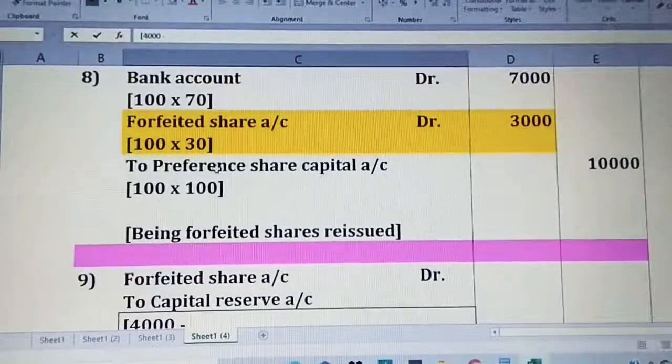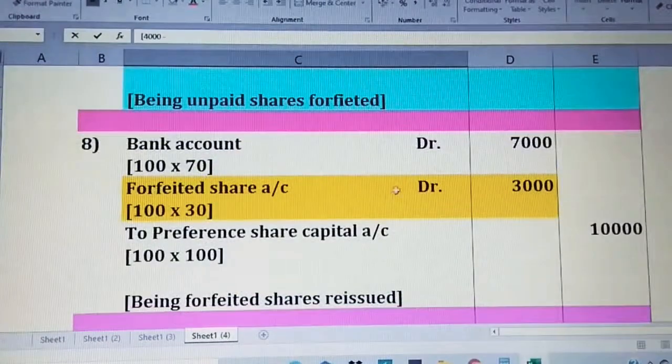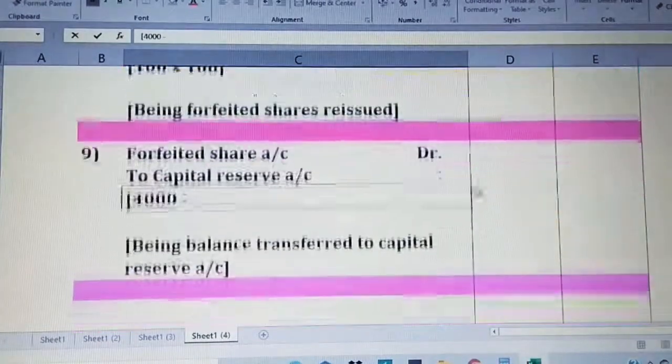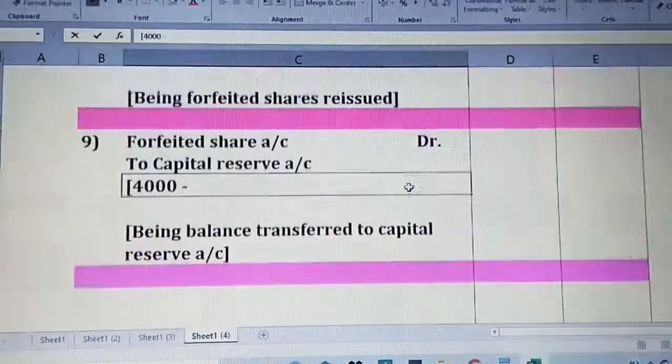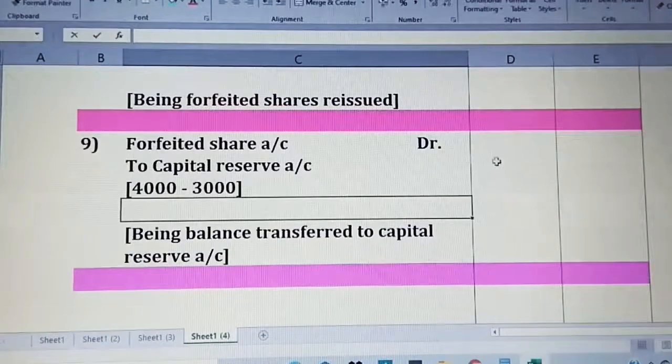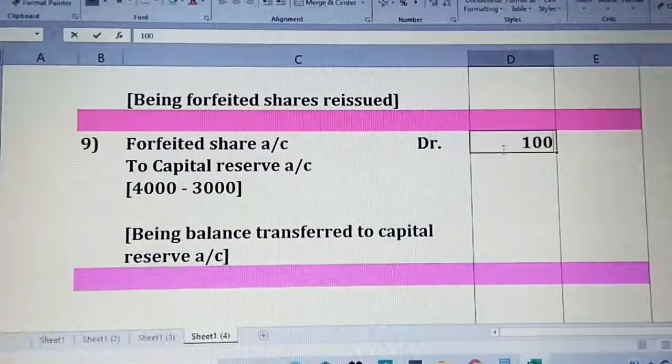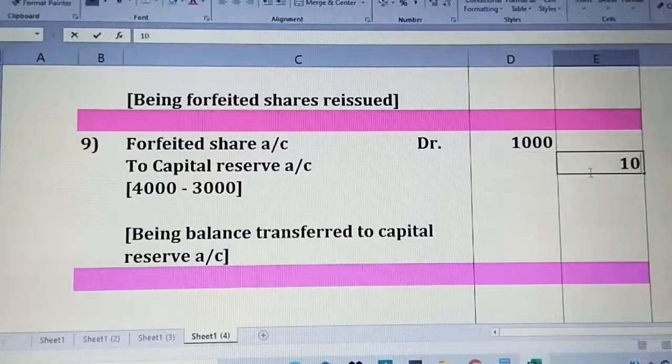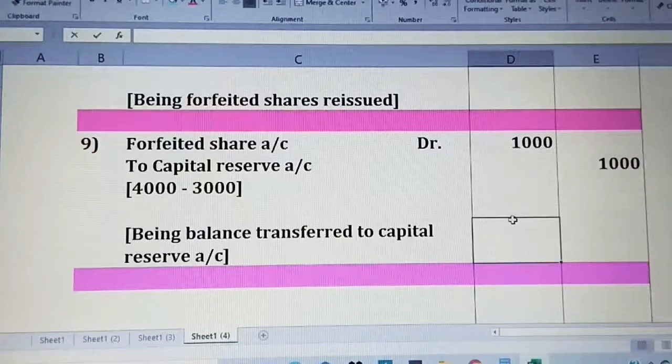Next. Reissued. Could you all find it is debited? What is the value here? 3,000. Take that. 3,000. So 4,000 minus 3,000 gives you 1,000. 1,000 is going to be your benefit on reissue of these cancelled shares. So being balance transferred to capital reserve account is a narration. Observe, students, it's very simple, very simple.